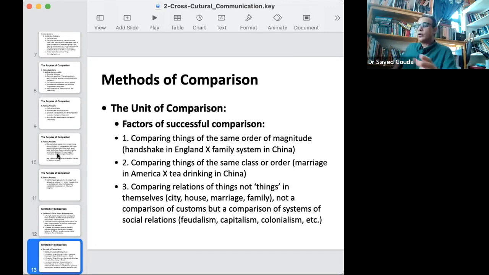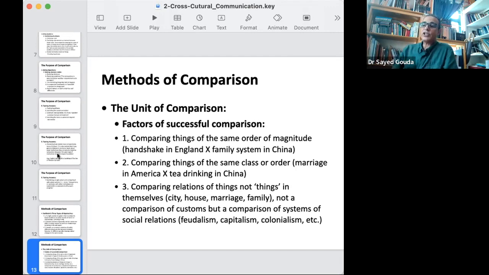That's why we cannot compare marriage in America, for example, and tea drinking in China. They don't belong to the same family. They are completely different in nature. We cannot make this comparison. That's why when we make any comparison, we need to make sure that the unit of comparison, unit here meaning the object we use for our comparison, they have to match. There must be some connection between these two things. They belong to the same family, for example, and so on.